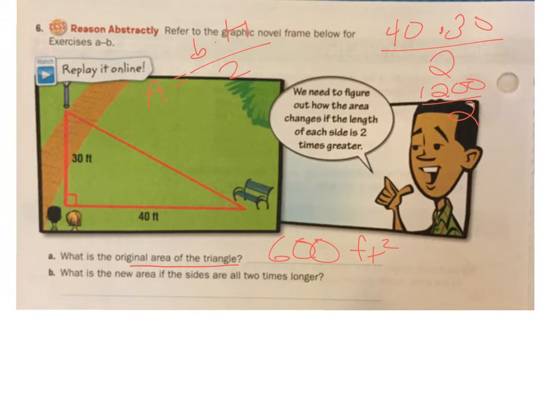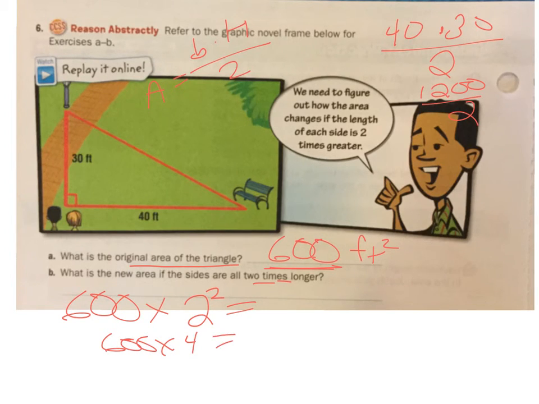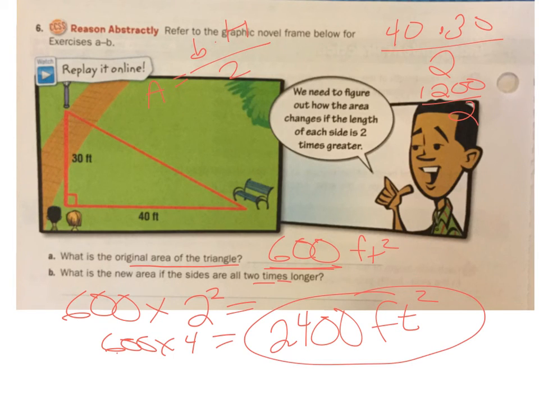Now, it says, what is the new area if the sides are 2 times as long? Now, we're talking about area, so I'm going to take the old area, 600 feet squared, times 2 squared, and that'll get me the new one, which is 600 times 2 times 2, which is 4. Now, 4 times 6 is 24. Add my 2 zeros, feet squared. And this is the new one when it's 2 times. So it goes from 600 to 2,400 feet squared.